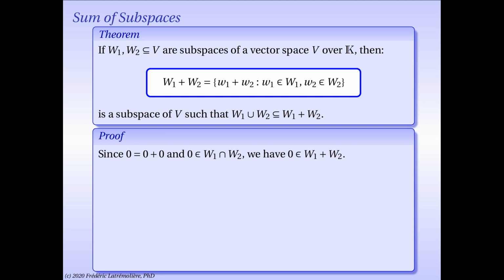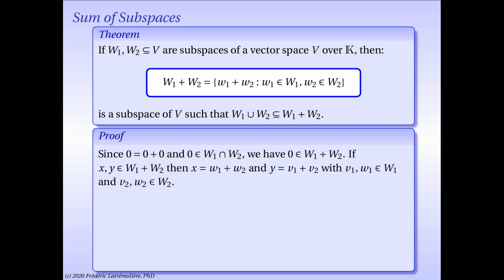And of course, 0 is 0 plus 0, which is interesting here simply because 0 belongs to both W1 and W2. So I was able to express 0 as a sum of something in W1 and something in W2. So here you go, 0 is in there. And then I'm going to take two arbitrary vectors in the sum. So what does that mean when you take two elements, x and y, in W1 plus W2?